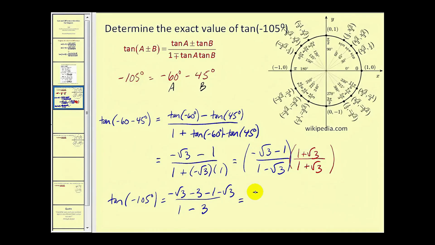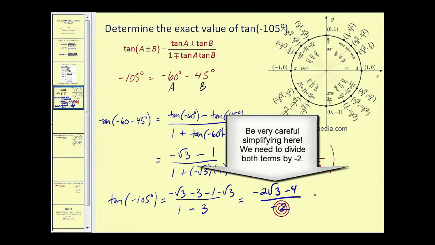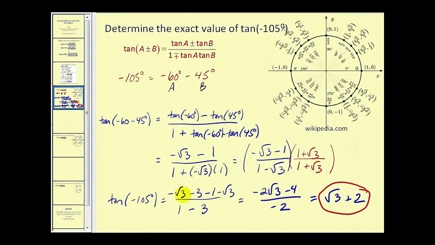Here we have negative 2 square root 3 minus 4 all over negative 2, and this simplifies. We have a common factor here of negative 2. This will simplify to positive square root 3, and negative 4 divided by negative 2 would be plus 2. And this is the value that we were looking for, the tangent of negative 105 degrees. So there's quite a bit of algebra once we find our function values here. So you got to be very careful and watch your signs and your products.